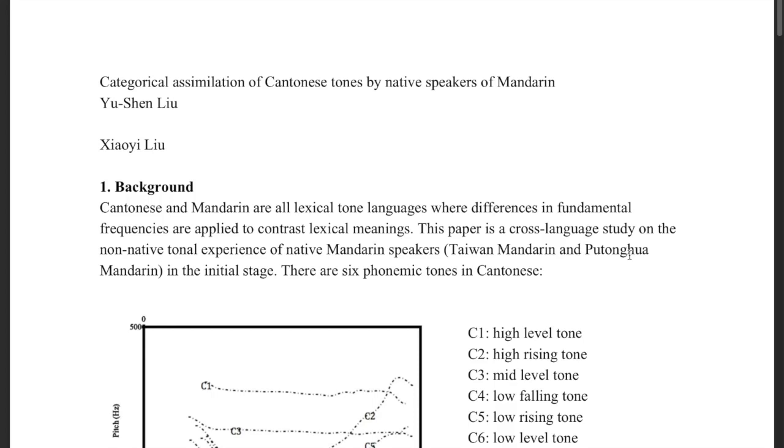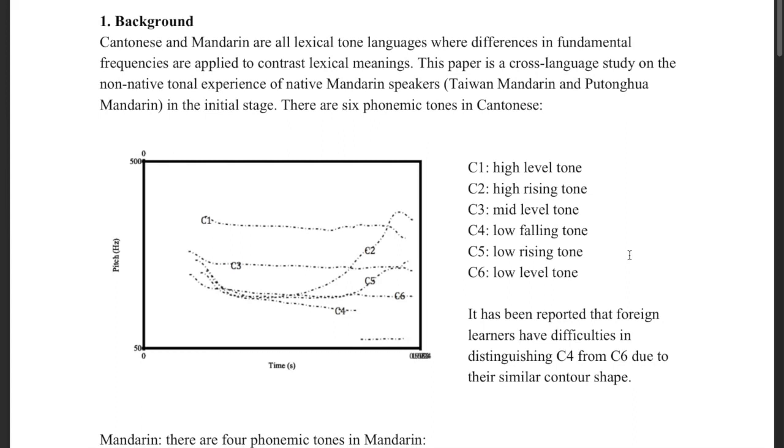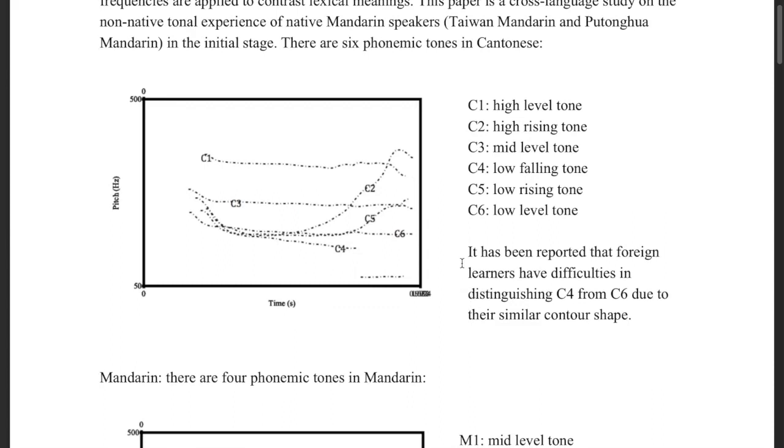And one thing to notice is that although Cantonese and Mandarin are both tonal languages, studies have shown that native knowledge of a tonal language does not necessarily facilitate the acquisition of foreign tones. And here are the 6 phonemic tones in Cantonese. First, we can see there are 3 level tones, 2 rising tones, and a low falling tone. For the level tones and rising tones, they're differentiated by the tone height. It has been reported that foreign learners have difficulties in distinguishing C4, which is the low falling tone, from the low level tone due to the similar contour shapes, so we can see it from this graph.